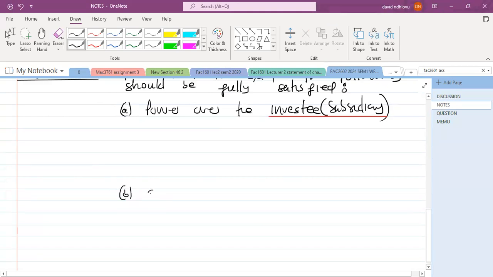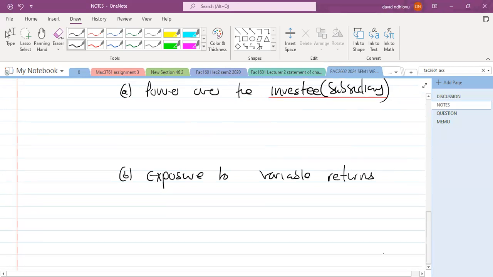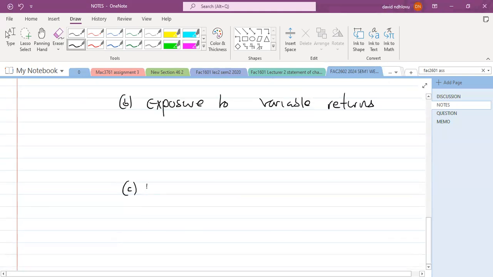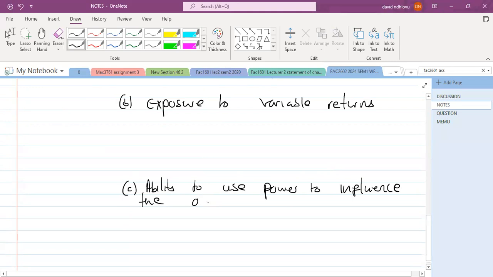And then number 2, or number B, exposure to variable returns. And then finally, we get the ability to use this power, or to use power, to influence the amount of the variable returns.